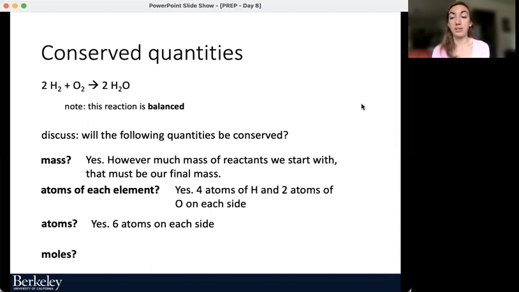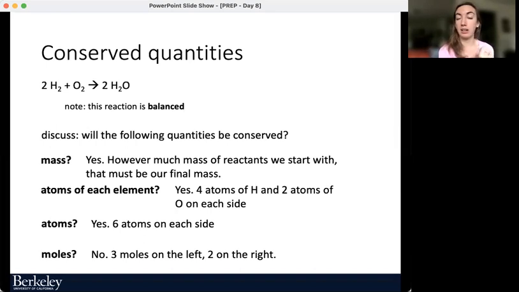Okay, so the last one is the one that you guys were kind of 50-50 on. Moles are not conserved. We started out with 2 moles of H2 and 1 mole of oxygen, so that's 3 moles of total molecules. And then we're ending on the right with 2 moles of H2O. So we're starting out with more moles of stuff than we're finishing with.